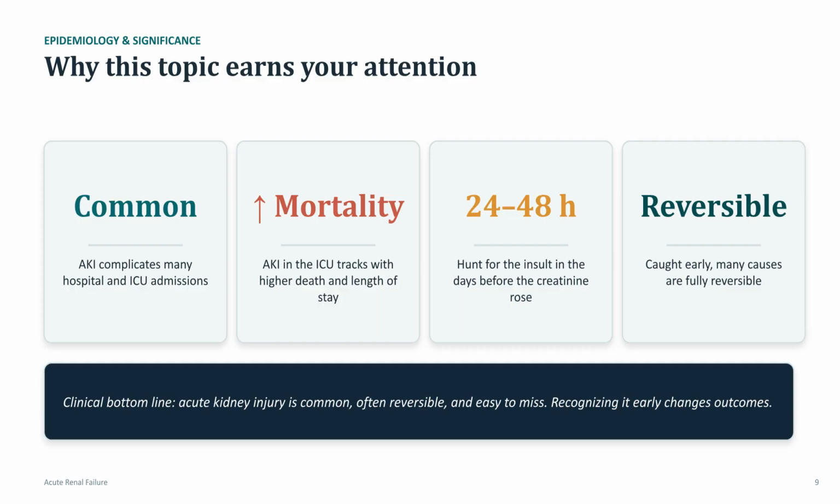Acute kidney injury is common and often associated with increased mortality in hospital settings. It is frequently reversible, making early recognition vital. By hunting for the specific insult that preceded the rise in creatinine, we can significantly improve patient outcomes.